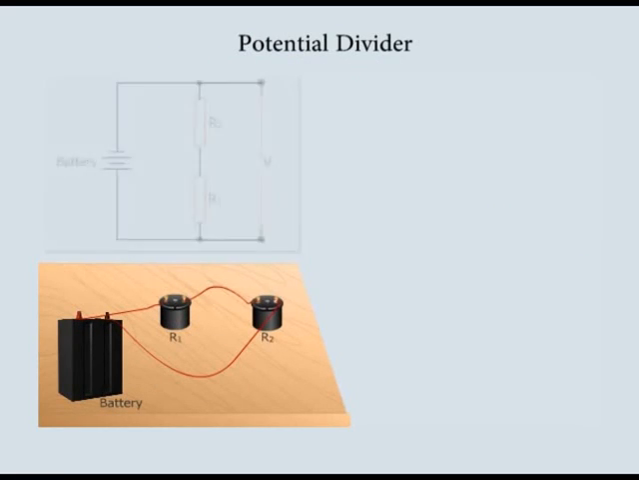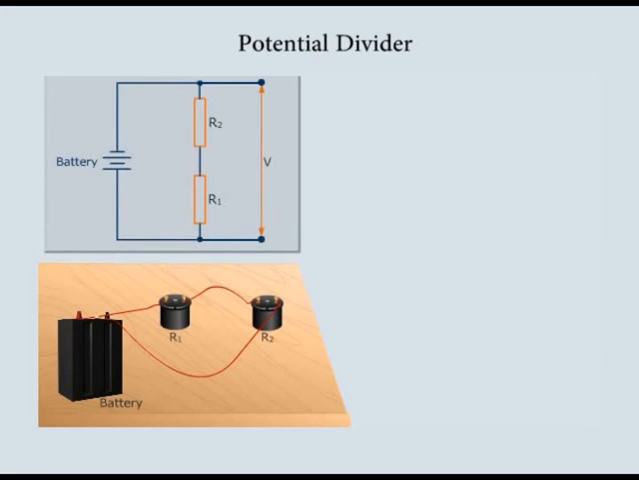Potential divider. Resistors connected in series can be used as a potential divider or a voltage divider. Consider two resistors connected in series with a battery of negligible internal resistance as shown here. Such an arrangement is called a potential divider and is used in most of the electronic circuits.